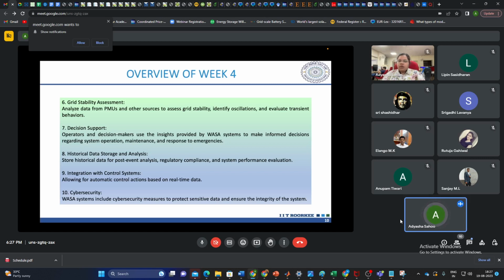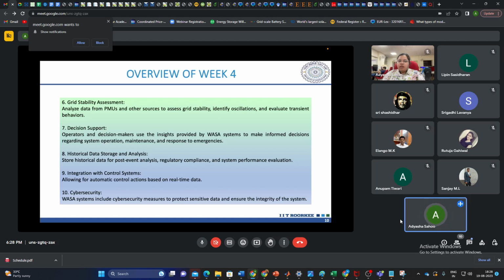Then historical data storage and analysis. Basically, you can store the data for post-event analysis, or if some regulatory policies need to be enforced, or for generation expansion planning, for load forecasting or demand forecasting, for transmission expansion planning. So for all these studies, we need data, and this can be collected here.